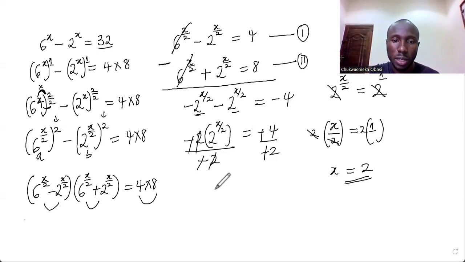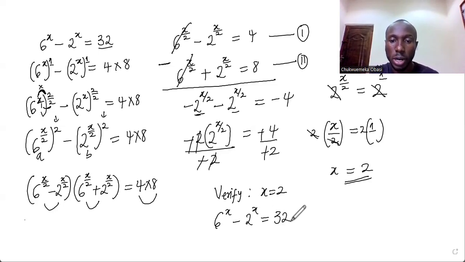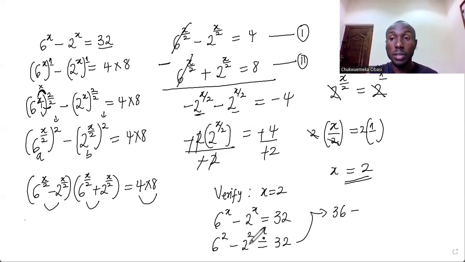But let's do the check. Let's verify if x is actually equal to 2. We're given the equation 6 to the x minus 2 to the x equal to 32. If x is equal to 2, let us see if we're going to get 32. Replacing x with 2, that will be 6 to the 2 minus 2 to the 2. 6 to the 2 is 6 times 6, which is 36, and 2 to the 2 is 2 times 2, which is 4. And 36 minus 4 gives us 32, and that's correct.